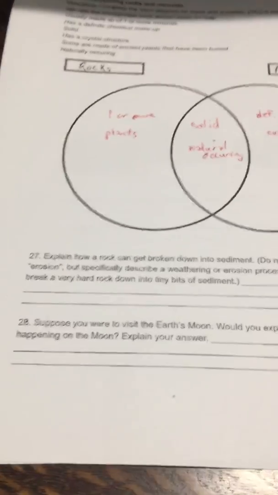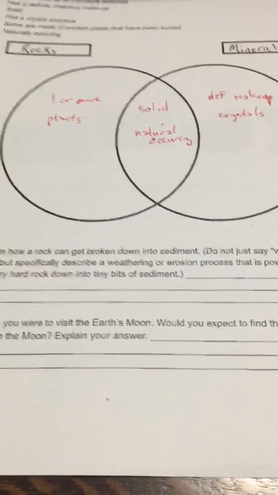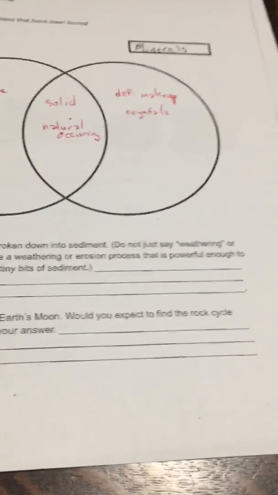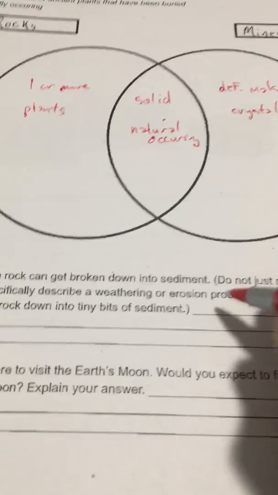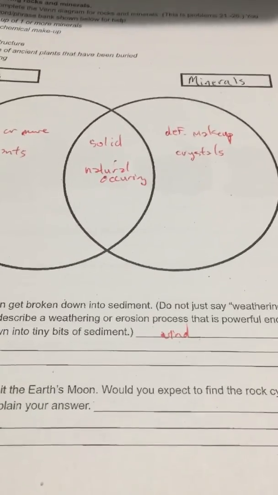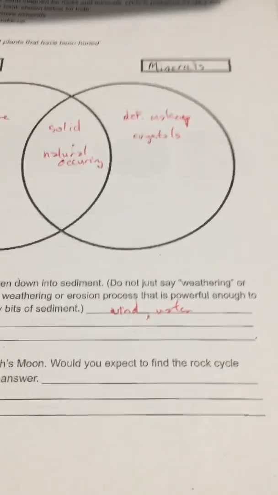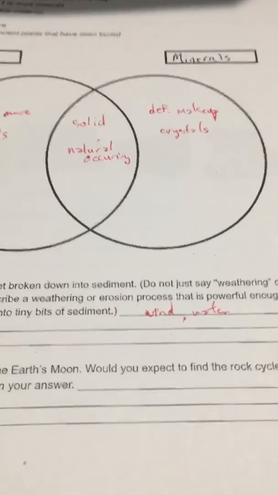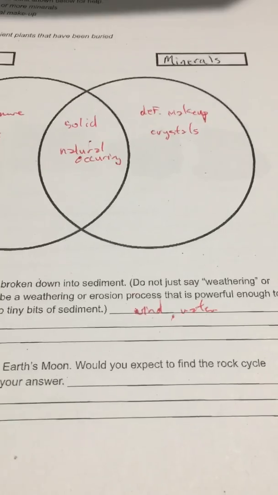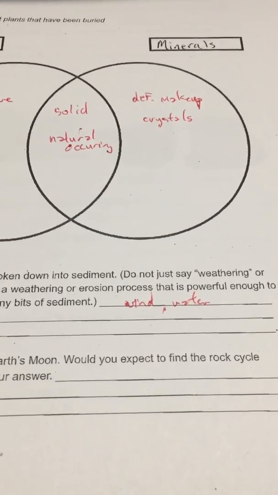And then at the very bottom, it says, explain how a rock can get broken down into sediment. Don't just say weathering and erosion. Describe the weathering or erosion process that's powerful enough to break down rocks into tiny bits. I was hoping you would mention something about wind, where it would pick up particles and blast them against rocks and slowly etch them away over time. And water. Water can bang rocks together or wash over the surface of rocks and gradually cause them to bang together and crack and fall apart into little pieces. That's how sand is created.